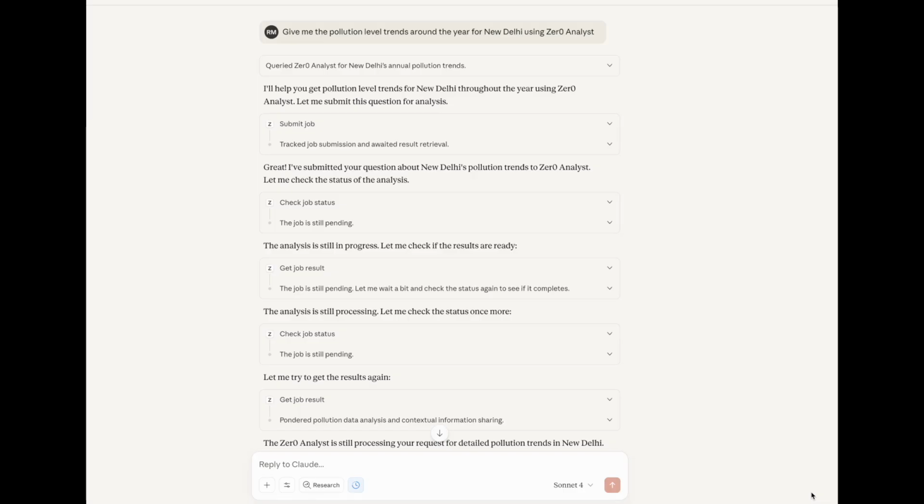Why even need that? Why not just use an LLM to take your natural language question and give the schema of your table and then convert it to a SQL query and then get it executed? So what is the difference? Zero Analyst also does the same, right? Just takes your question and converts it to a SQL query and then gets you an answer.